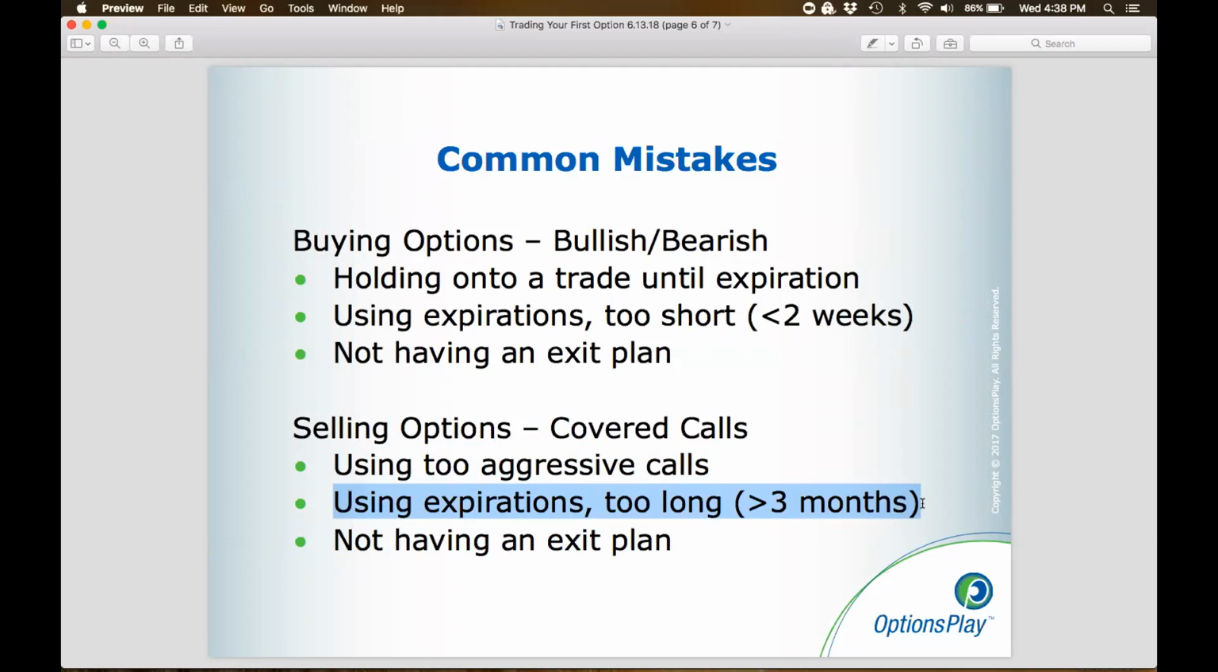So that's why we usually tell people when you're selling options, you want to stick to options that are about 1 to 2 months out, not too much further than 3 months out. If you go too much further out, you're basically giving up a lot of income and putting it off the table. So that's why we generally recommend if you're selling covered calls, use expirations that are about 1 to 2 months out.